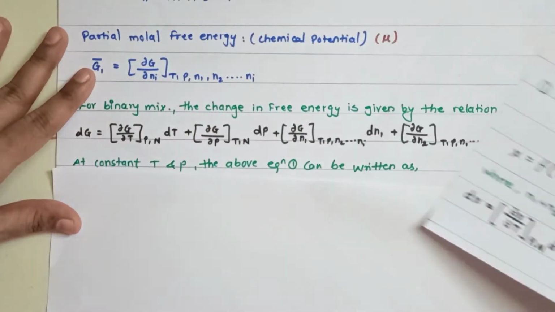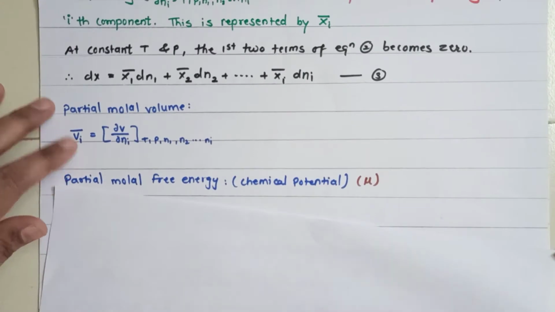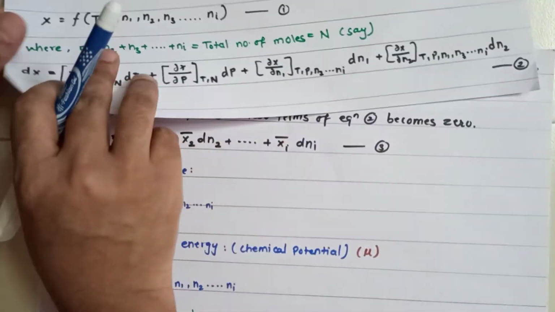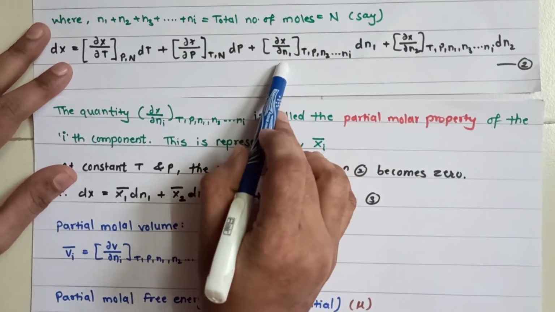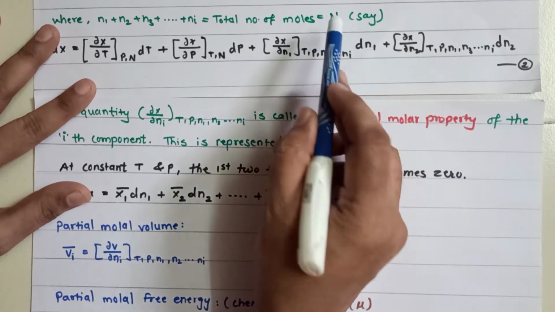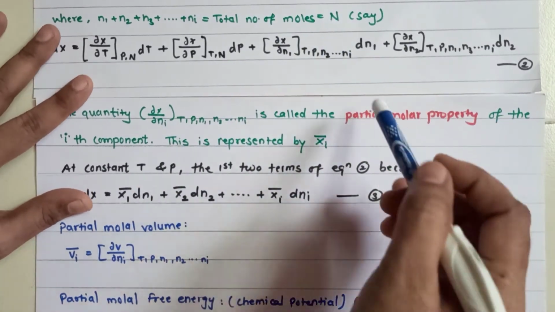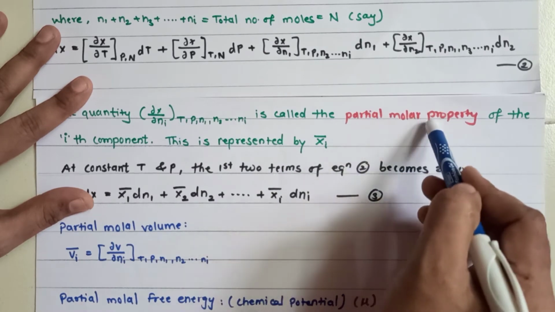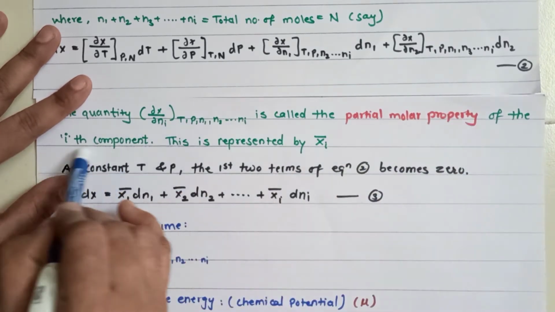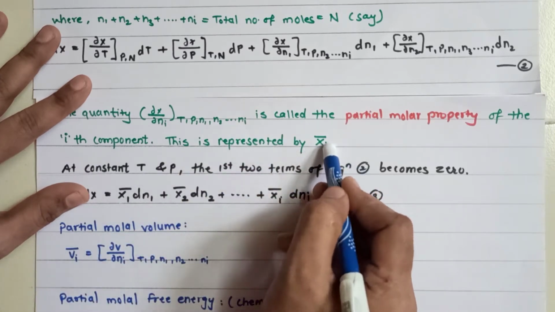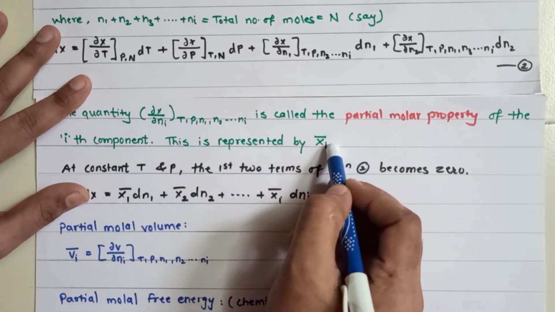Now after equation number 2, the quantity of dx and dni, अब यहाँ पे देख लो, ये वाला जो क्वांटिटी है यहाँ पर dx and dni with respect to temperature and pressure and the n means total number of moles. Actually this particular property is known as the partial molar property of the ith component, and that will be represented by x i bar, x of the ith component, and bar.